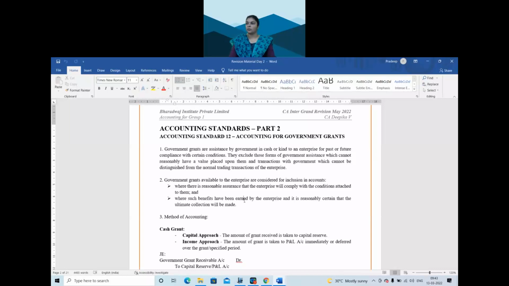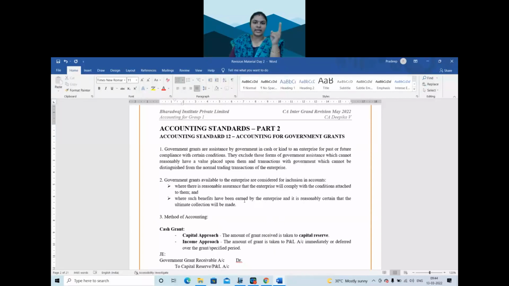So what will be the journal entry if it is a capital grant? Very simple. Bank account debit, or grant receivable account debit when the grant is going to be received, to capital reserve. Why? Because it is in the nature of promoter's contribution or the owner's contribution. It partakes the character of shareholders' funds or owners' funds. Because I cannot show it under capital, I show it under a separate reserve, which is capital reserve.